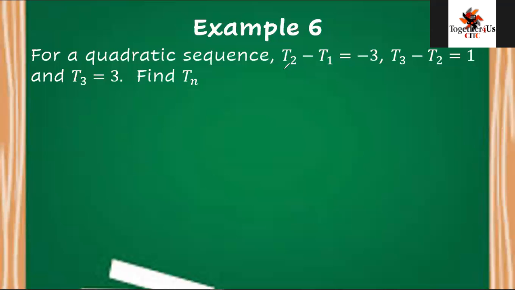So you are given that the difference between T2 and T1 is a negative 3, and that the difference between term 3 and term 2 is 1. So let's see, what are we having here? Okay, it's a quadratic sequence. So I have term 1, I have term 2, and I have term 3. So I know that the difference between these two terms is a negative 3. And I also know that the difference between these two terms is a 1. That's what I know. And I know when I get a second difference, which, by the way, should be constant.